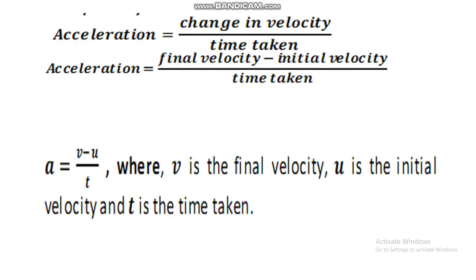So acceleration is given by change in velocity over change in time taken. Acceleration is given by final velocity subtract initial velocity over the time taken. So acceleration is abbreviated as a equals v minus u over t, where v is the final velocity, u is the initial velocity, and t is the time taken. Then a is the acceleration.